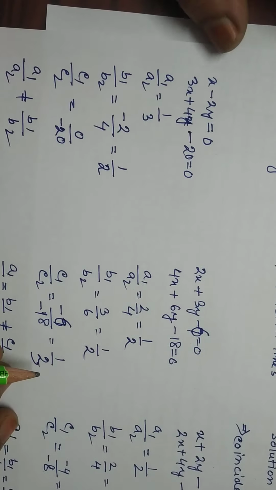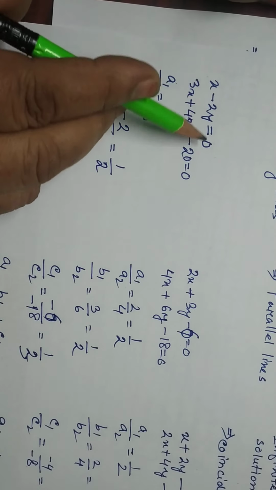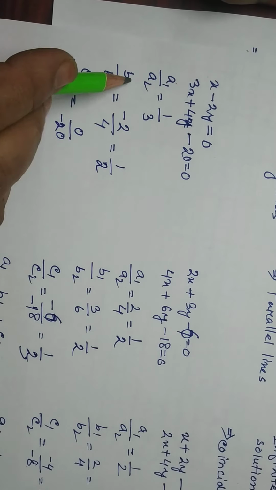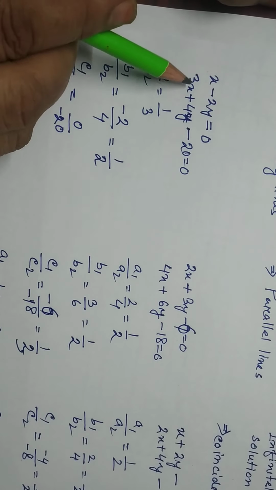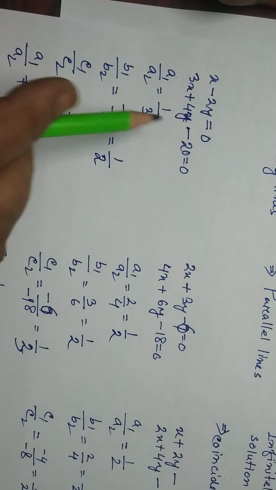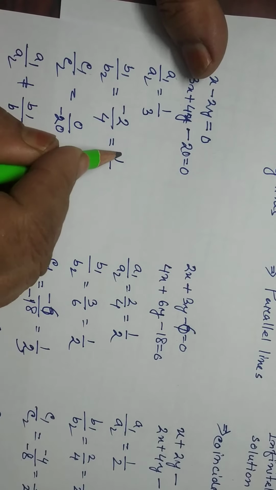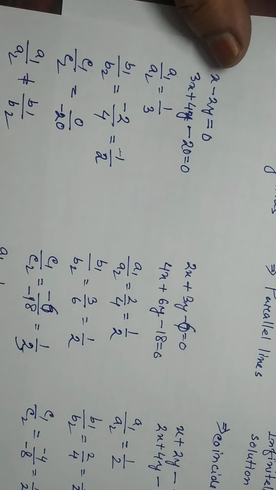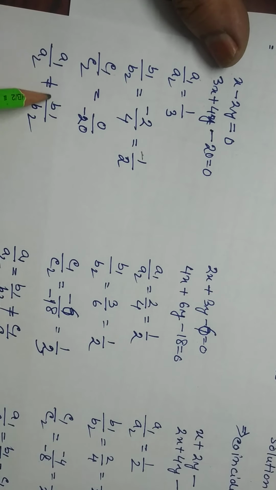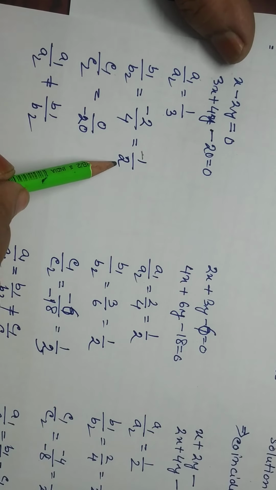For example, suppose this pair of linear equations: x minus 2y equal to 0, and 3x plus 4y minus 20 equal to 0. Here a1 by a2: this x coefficient is 1, this x coefficient is 3, so the ratio is 1 by 3. And b1 by b2 is minus 2 by 4, which reduces to minus 1 by 2. And c1 by c2 is 0 by 20. Here a1 by a2 is not equal to b1 by b2, because one is 1 by 3 and the other is minus 1 by 2.